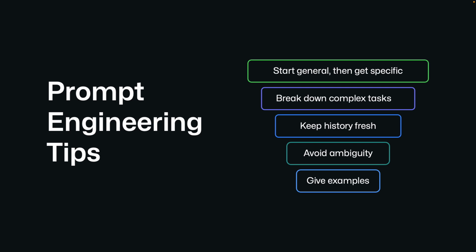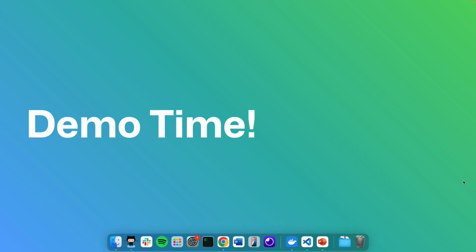Avoid ambiguity. Make sure you are as clear as you possibly can be when you are interacting with Copilot. And to that point, when you are able to, give examples of exactly what you're looking for, because that's going to allow Copilot to better understand what you're seeking and give you that much better suggestions. Okay, cool. Now let's get to the exciting part, the demo.